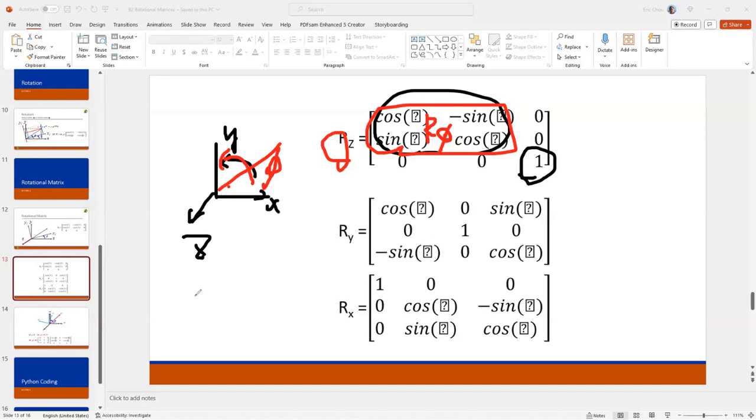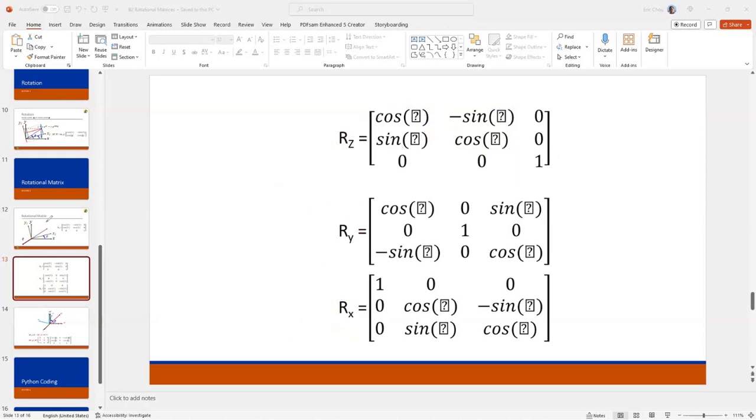So these are Y, these are X. So basically, in 3-dimension, you basically use these 3 rotations.